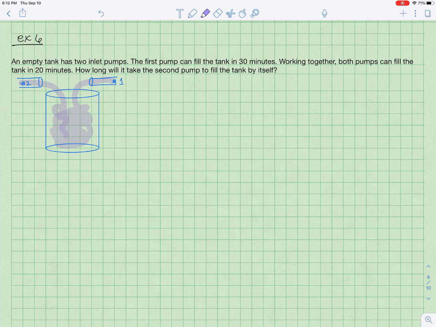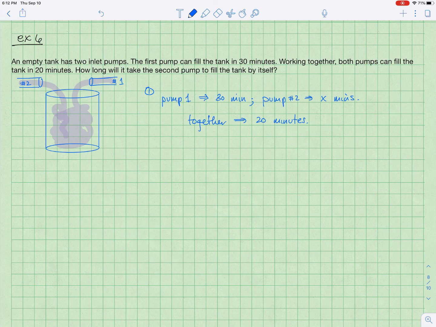And it says the first pump can fill the tank in 30 minutes. So for our first guideline, pump 1 can do the job in 30 minutes. Pump 2, it actually doesn't give us any information about. So pump number 2, X minutes. But it does say that working together, both pumps can do the job in 20 minutes. How long will it take the second pump to fill the tank by itself?